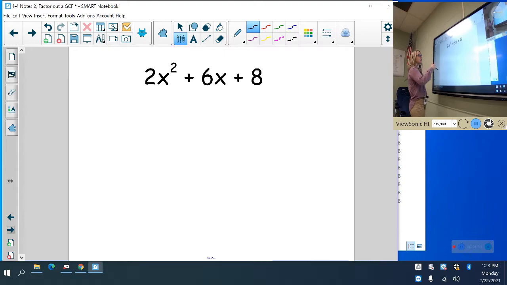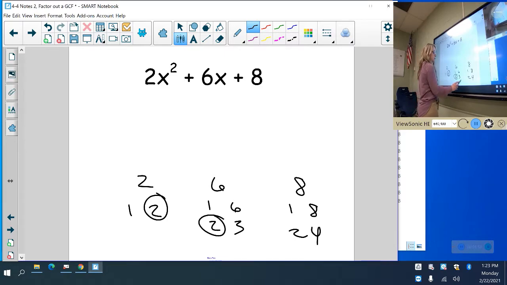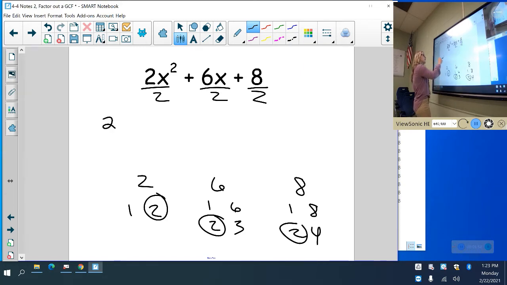A, B, and C are 2, 6, and 8. If you can write them out, you don't have to. If you know exactly what it is, that's fine. But 1 and 2, and this is 1 and 6, 2 and 3, this is 1 and 8, and 2 and 4. Well, what's common in all of those? 2. So I'm going to divide each term by 2, just like my steps told me. Then I'm going to put that 2 in front, and I'm going to simplify. 2 divided by 2 is 1, so that's just 1x squared. 6 divided by 2 is 3, so it's 3x. 8 divided by 2 is 4.